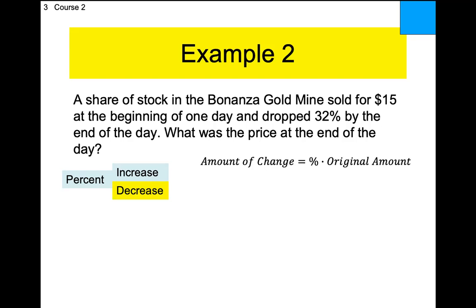Do we know the start and the finish? What's our start? 15. What's our finish? x. And what are we supposed to do? Mathematically, what are we supposed to do to find the amount of change? Is that what it says? No. Read your paper. You wrote it down in box 1. How do we find the original amount? Percent times original amount.